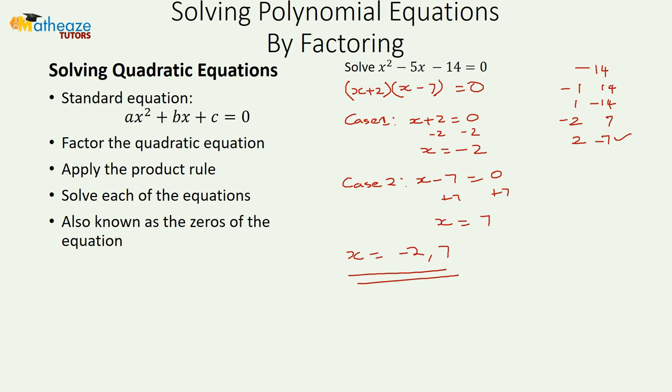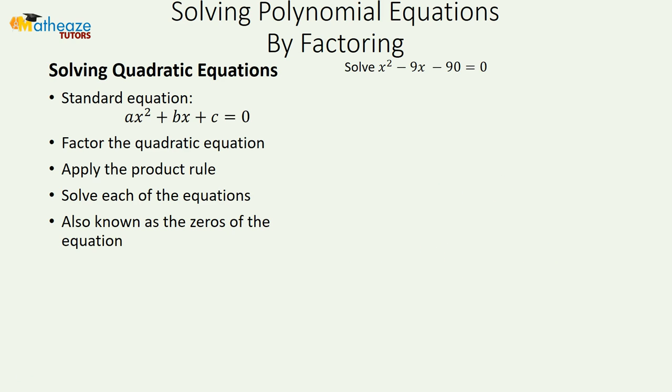So that's what this is about. Negative 2 is a 0 of this function, 7 is a 0 of this function. Now if we wanted to put those in coordinate points, what we'll end up with is negative 2 comma 0, and 7 comma 0. This will be useful for future courses.